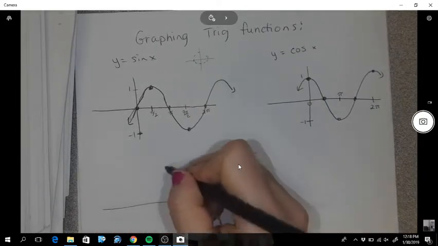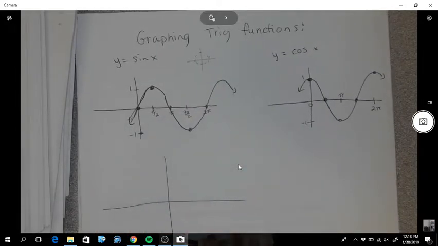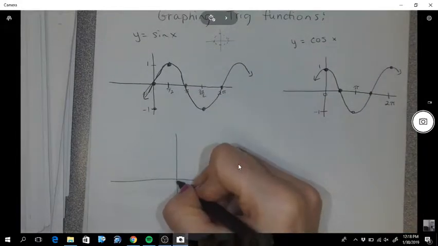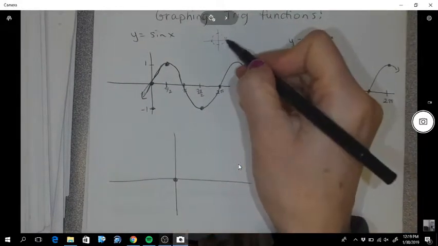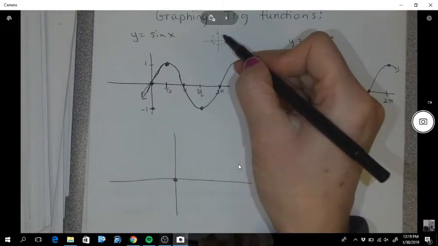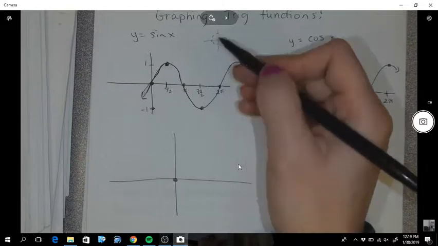Okay, let's do tangent. So at 0 degrees, it's y over x, right? 0 divided by 1, which is 0. Then, actually, let's do 45 here. At 45, we know that it's 1, right? Because it's root 2 over 2 divided by root 2 over 2.